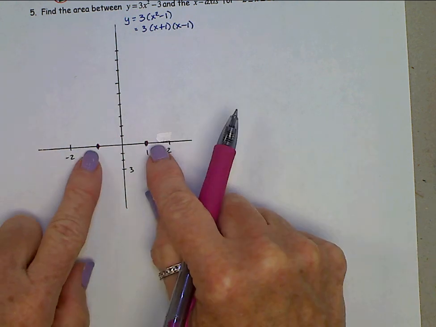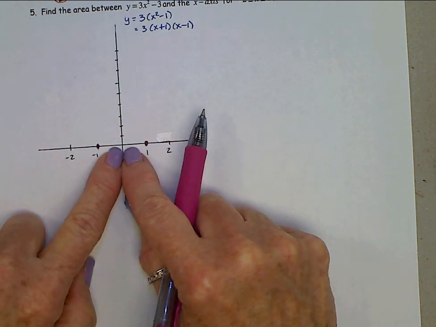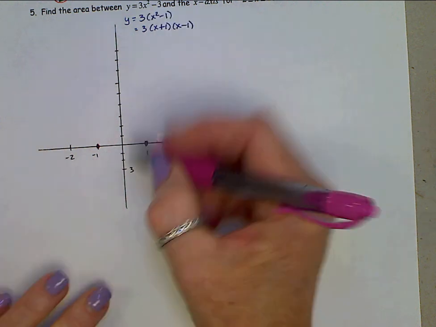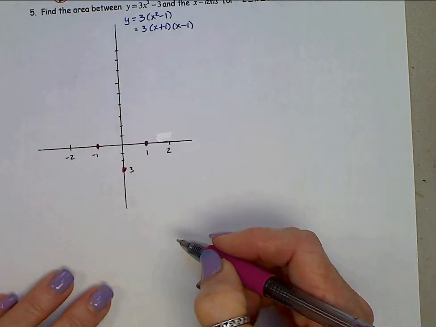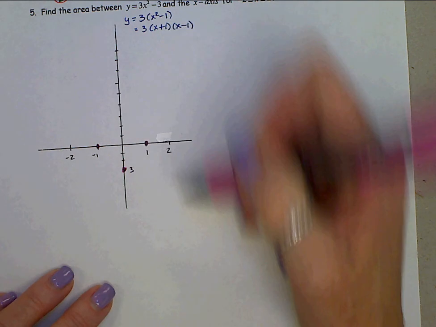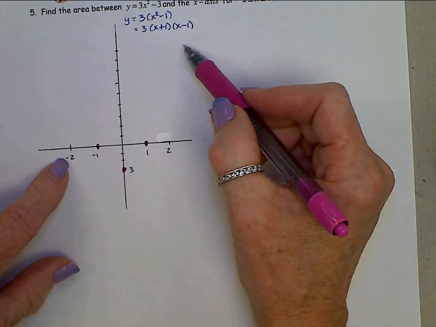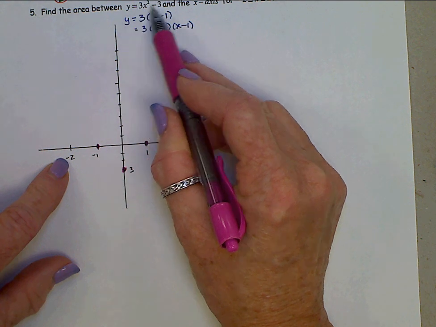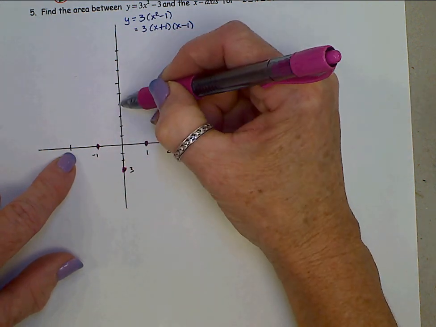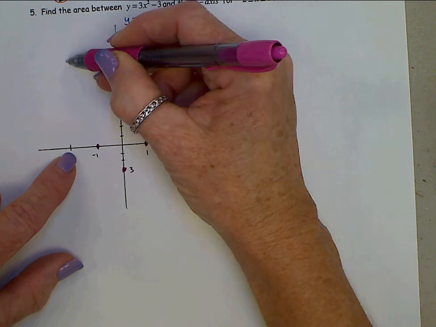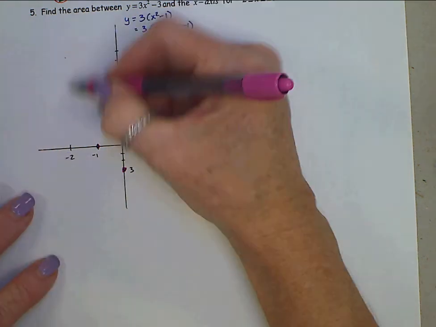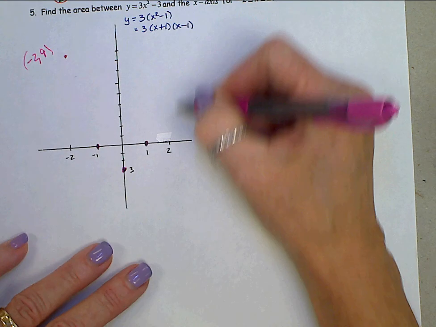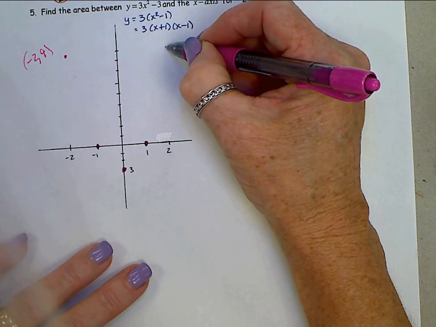Halfway in between, when x is 0, will be the vertex, and we see when we plug in x is 0 that's -3. We know we have a parabola opening upward. Let's just plug in a -2. -2 squared is 4 times 3, 12, minus 3 is 9. So we'll have a -2, 9. Plugging in a +2 will give us the same thing.